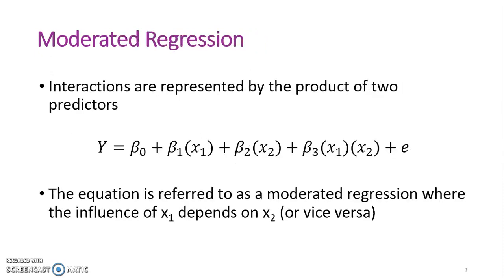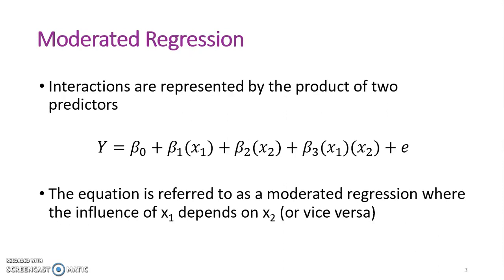So let's take a look at the equation for moderation. Essentially what we do with moderation is we have two predictors, just like in a multiple regression with two predictors, but we create a third predictor that is the product of the two other predictors, and that represents the interaction.